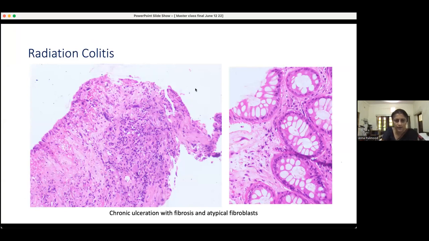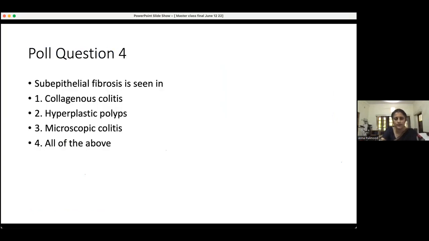The other change in radiation is these atypical fibroblasts. So getting that also tells you, here also you see an atypical fibroblast that tells you that it is radiation-induced colitis. Okay, so we come to the next poll question.